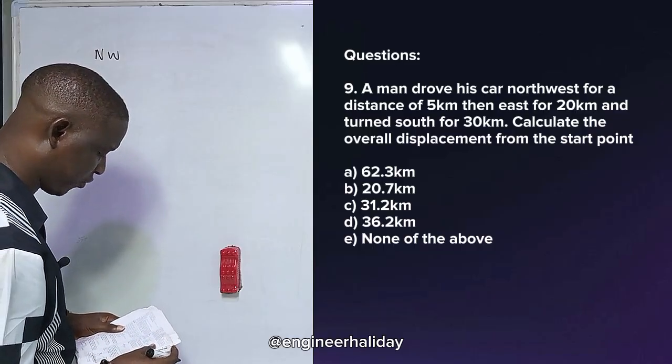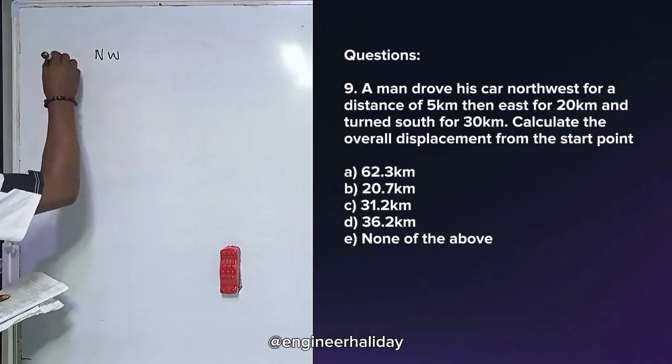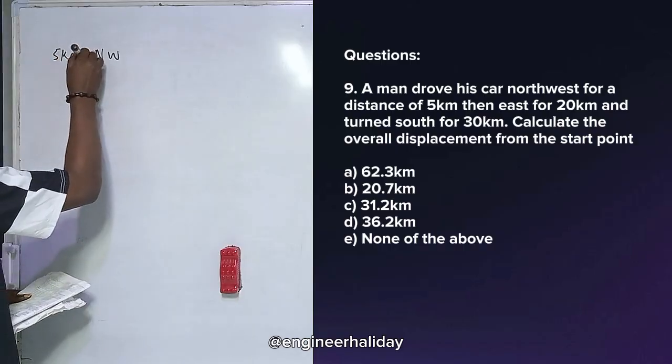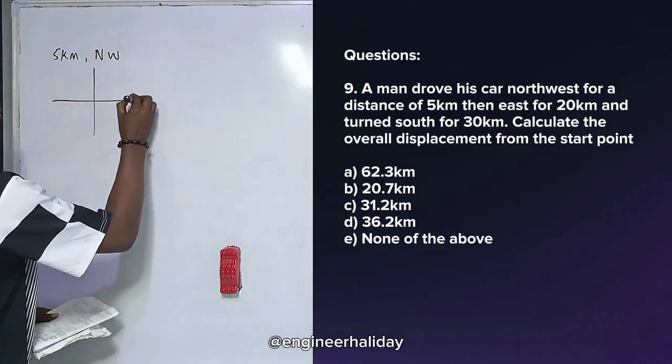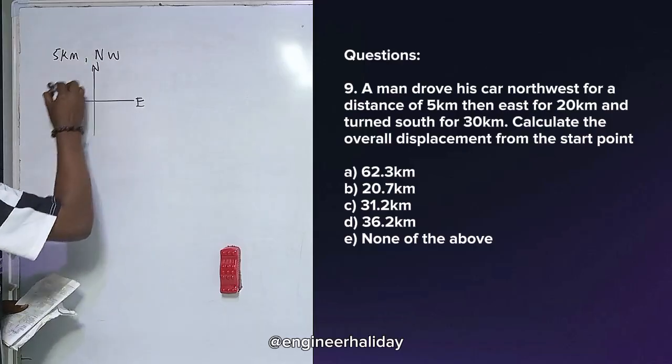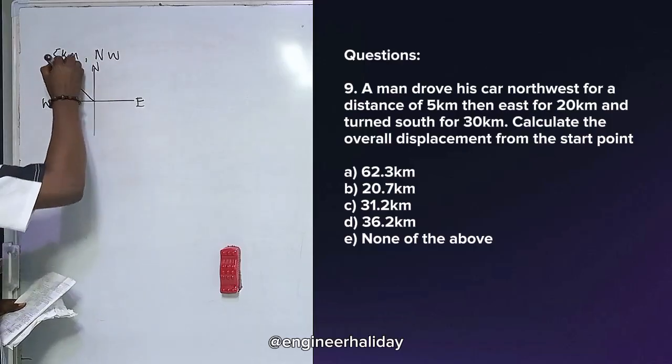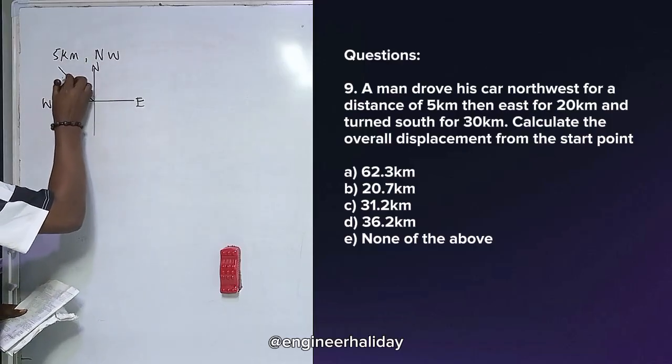For a distance of what? 5 kilometer. So 5 kilometer northwest. What is northwest? Northwest: this is east, this is north, this is west. Northwest divides north and west equally, 45, 45.